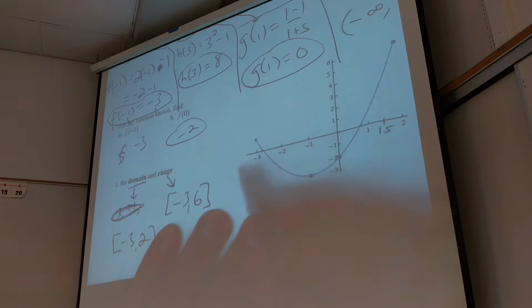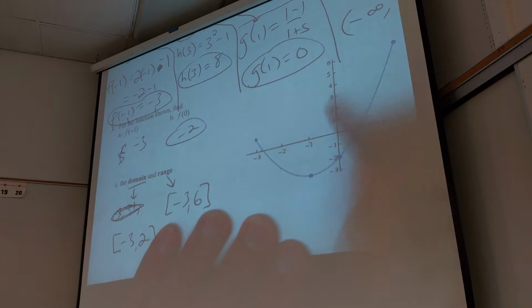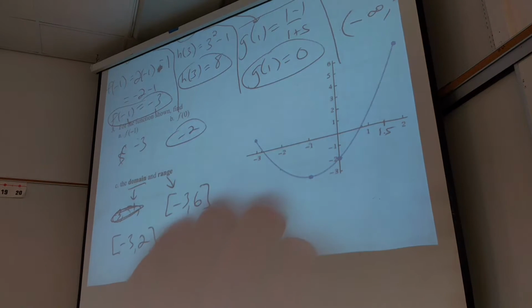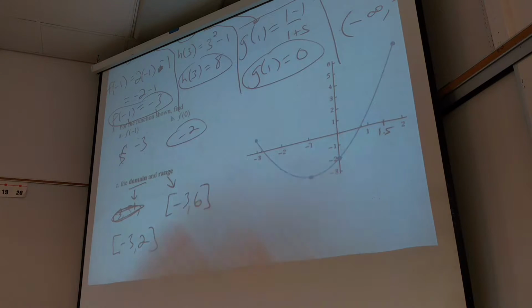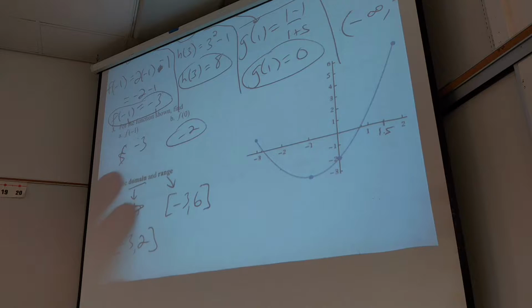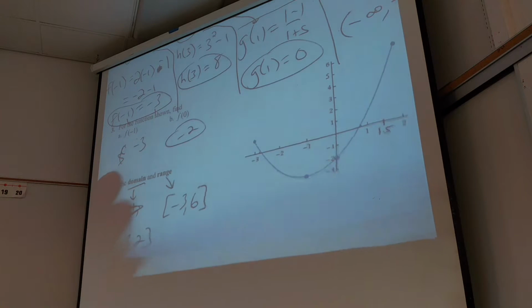Domain is look at the x-axis. Where do I see outputs? Range is look at the y-axis. What are those outputs? Okay. So that first section should be relatively simple.